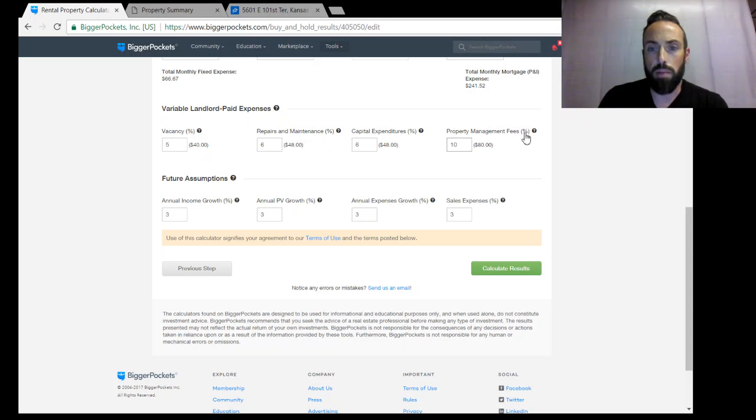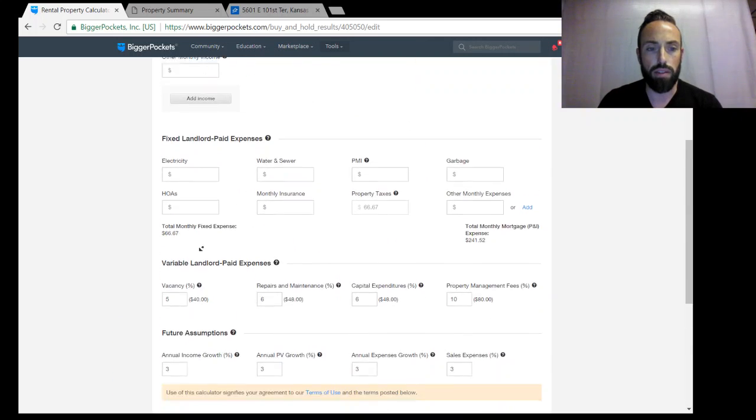Then we have property management. So my PM charges 8% of the gross rental income. I usually just put 10 in here because you usually get charged with some fees and things like that. So in reality it ends up being 10 anyway.